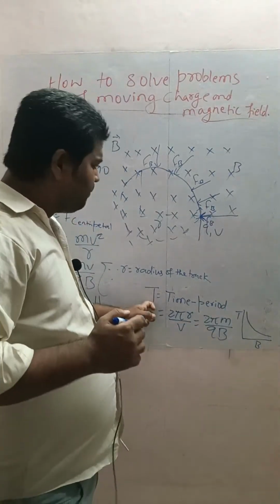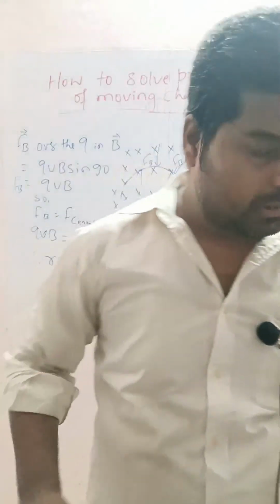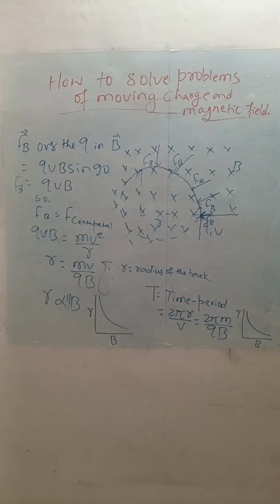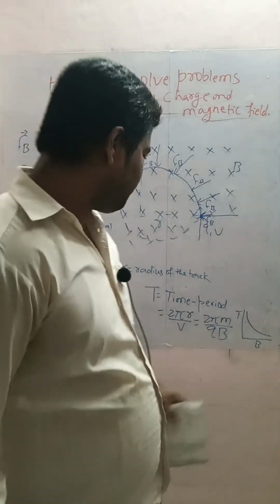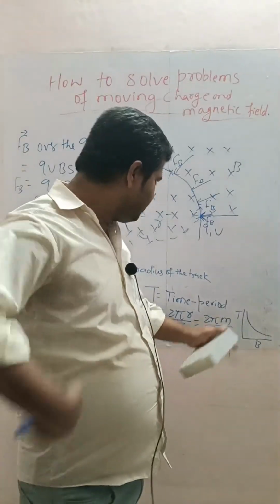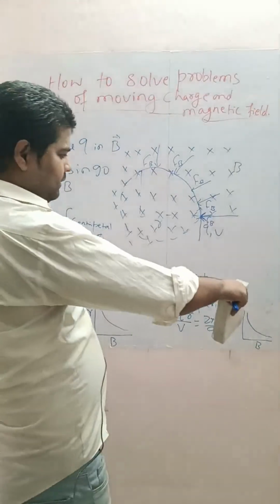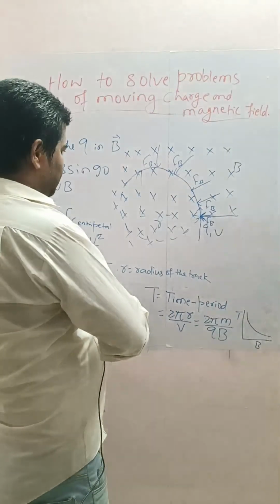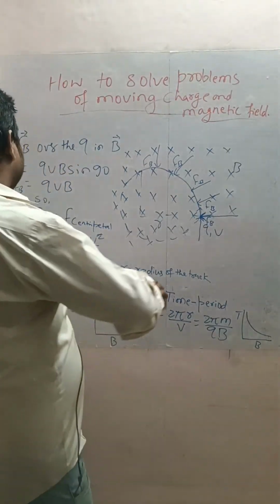See, after time period, someone can ask you, what will be the frequency? Is there anyone? Zero. There is one viewer. What happened? Live is not getting successful this time. There is one person who is coming. Let's see. 2 pi m by qB, T and B. And now the frequency. Let's see.